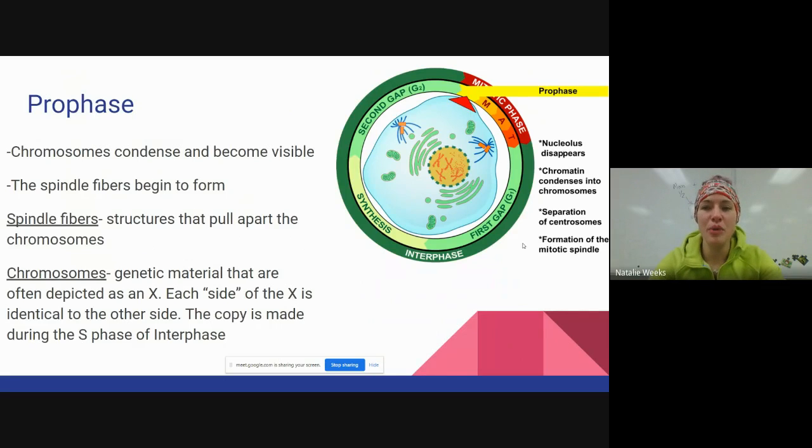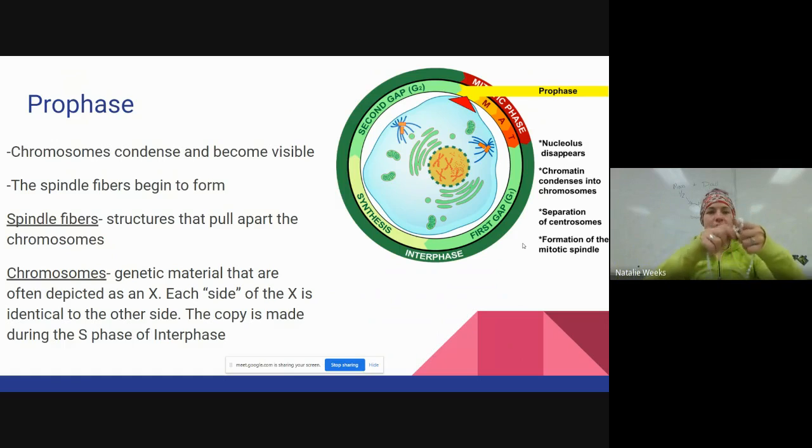Next, we have prophase. So in prophase, the chromosomes condense. So if we think about DNA, a big, long, stringy strand molecule, when we say the chromosomes condense, what we mean, and actually I have a little Mardi Gras beads right here.